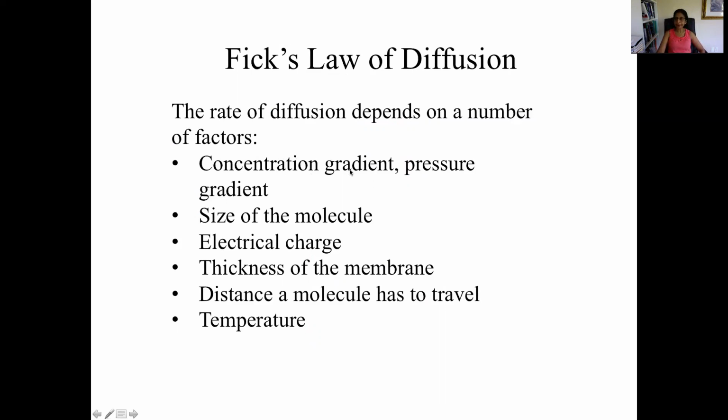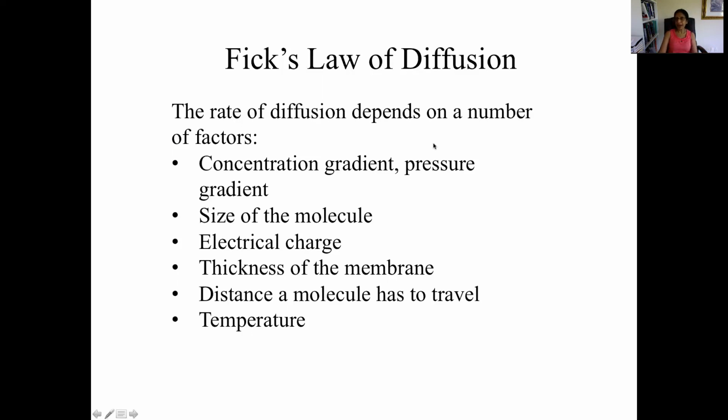concentration gradient. As long as there is a concentration gradient, with one place of higher concentration and another place of lower concentration, the greater the concentration gradient, the greater the rate of diffusion. Do you agree? If there is a small difference, then the rate at which diffusion happens probably is slower than when there is a greater concentration gradient.